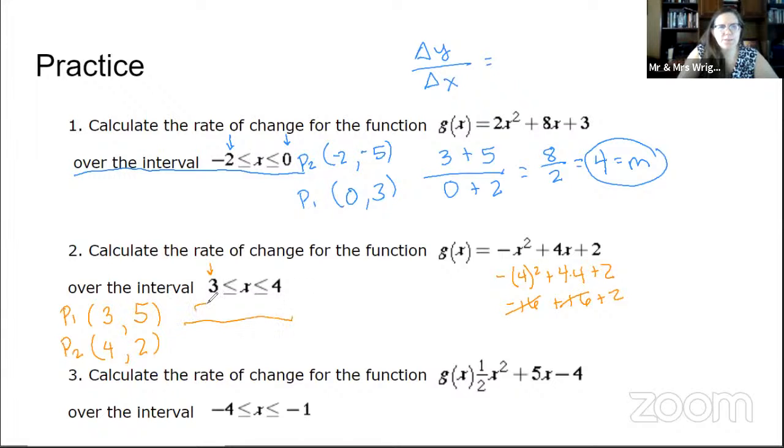So y's on top, 5, x on the bottom, 3. I put my minus signs in. Y's on top, 2, x on the bottom, 4. So 5 minus 2 is 3. 3 minus 4 is -1.